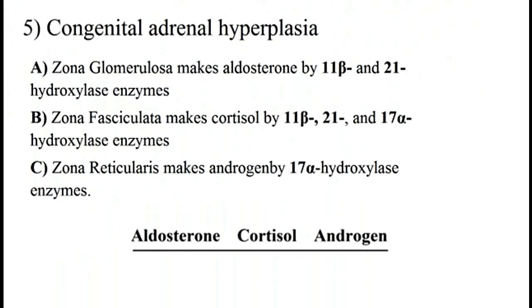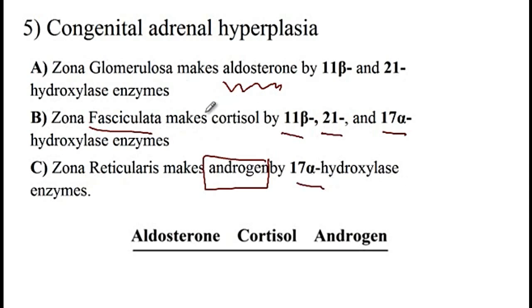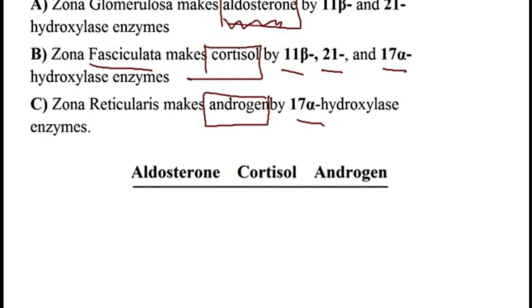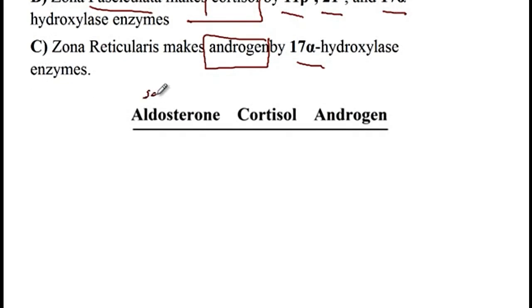So you should know that zona glomerulosa will produce aldosterone with the help of the 11-beta and 21-hydroxylase enzymes. Zona fasciculata will do that by 11-beta, 21, and 17-alpha hydroxylase, while zona reticularis will produce the androgen by 17-alpha hydroxylase. So different enzymes are required for the production of aldosterone, cortisol, and androgen. And the way I memorize it is that I would list them from outside to inside. So salt, sugar, and sex, G, F, R, so aldosterone, cortisol, and androgen.